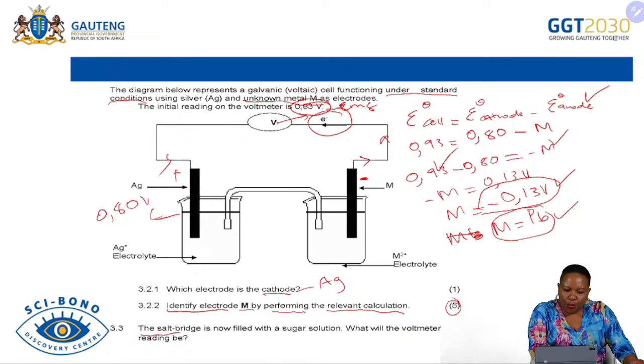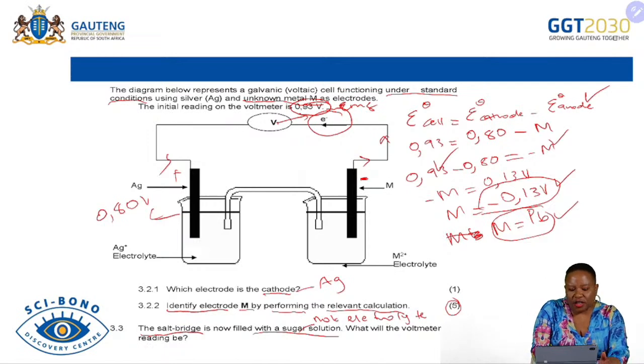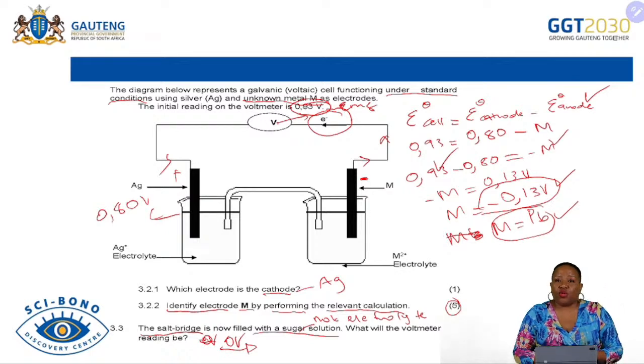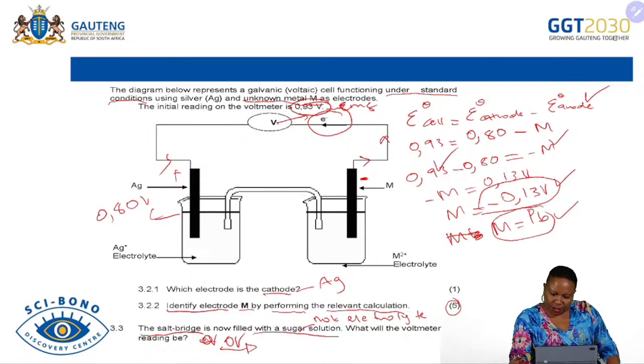And then the salt bridge is now filled with sugar solution. Obviously, this is not an electrolyte, and it cannot qualify to be a salt bridge. Therefore, they ask what the voltmeter reading will be when the cell is in function. So it means our voltmeter reading will read 0 volts, because there won't be any movement of ions and electrons, as our salt bridge is not functioning.